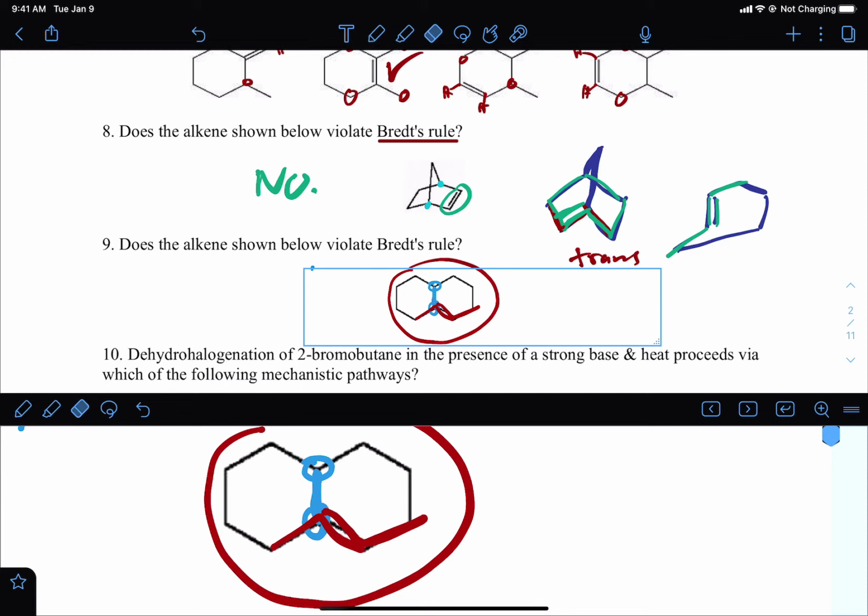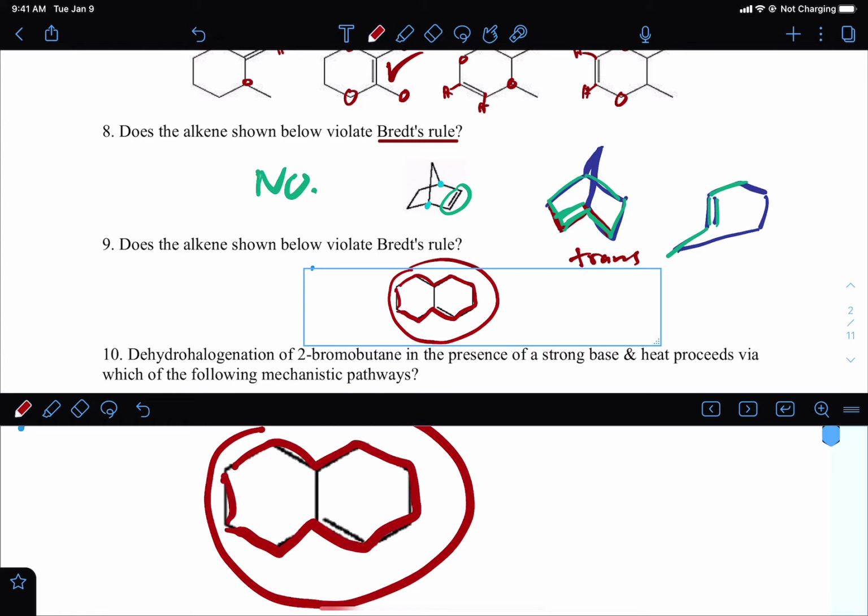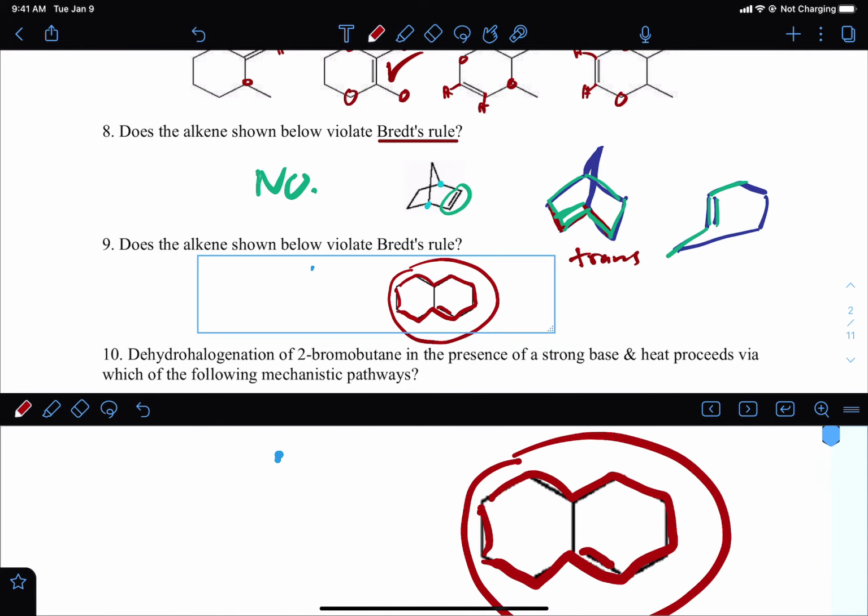Okay. The ring, if you look at the 6-membered ring, okay, there's a 6-membered ring. The double bond within that ring is cis. No problem. We do that all the time. If you look at this ring, though, okay, now the double bond is trans in that 10-membered ring, but it's more than 8. So that's okay, right? So no, it doesn't violate Bredt's rule.